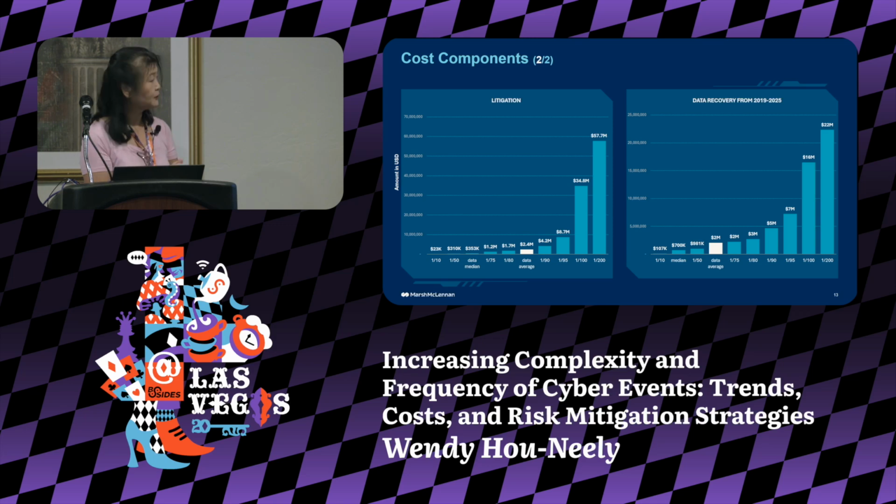Litigation, and by the way, for breach response we had almost 500 data points. That's how I ran those numbers. And on litigation, we also have about 400-something data points as well. You can see that the data average is about 2.4 million, but the 1 in 100 is about $35 million. So it's pretty expensive in terms of cost components. And then for recovery, the data average is about 2 million, and the 1 in 100 is about 16 million.